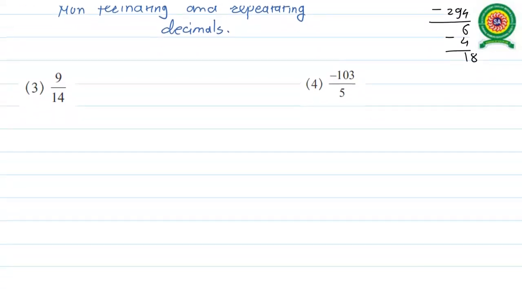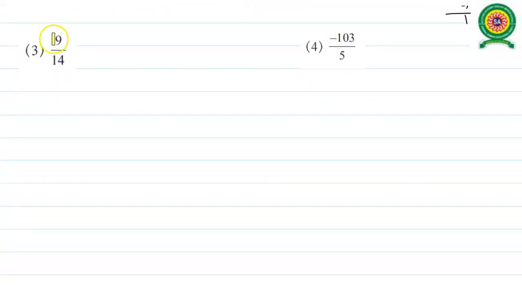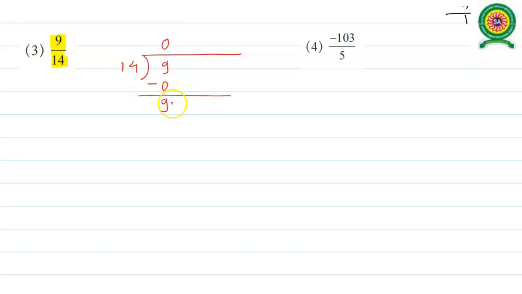We have 9 divided by 14. That means our dividend, the numerator, is 9 and the divisor is 14. So we are dividing 9 by 14 using actual division. Since the dividend is less than the divisor, the quotient is 0. 9 minus 0 becomes 9. Once our remainder is less than the divisor, we put the decimal. After that decimal, we can include zeros.